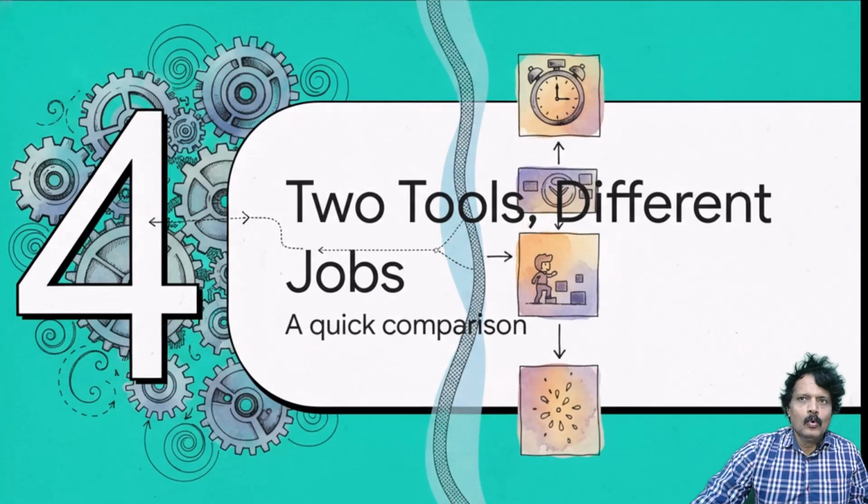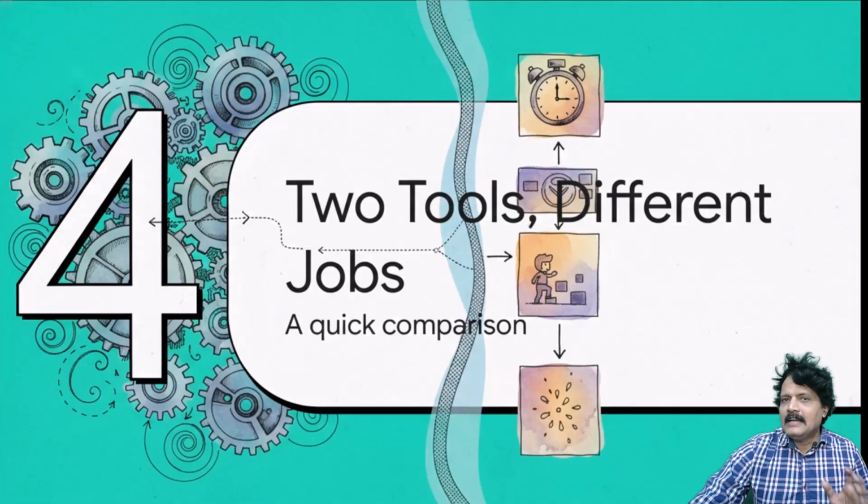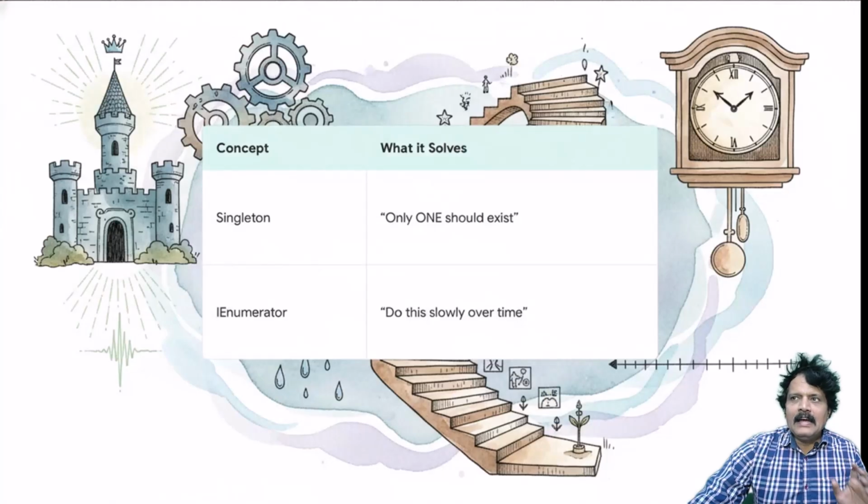So we have two incredibly powerful tools here, but it is super important to know that they have two very different jobs. Let's do a quick side-by-side check to make it totally clear. It really just boils down to this. A singleton pattern is there to solve the problem that only one of these things should ever exist.